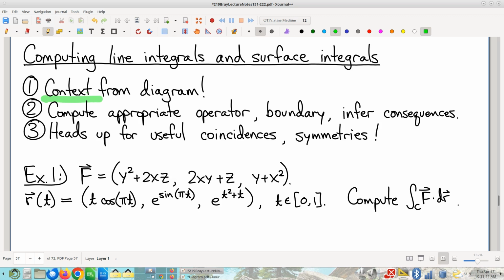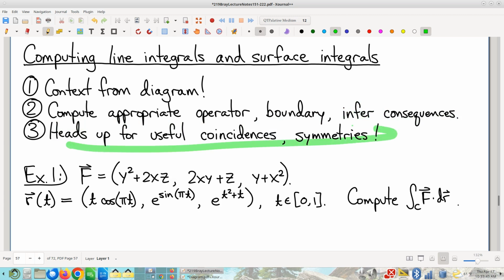Figure out where you are first. Where on which diagram does the question apply? Once you know where you are, do what the diagram says. Compute the appropriate operator. Compute the appropriate boundary, as the diagram will basically tell you to. Do what it tells you to do, and then figure out what that helps you understand. What can you conclude from what the diagram has instructed you to do? And then pick your best method.